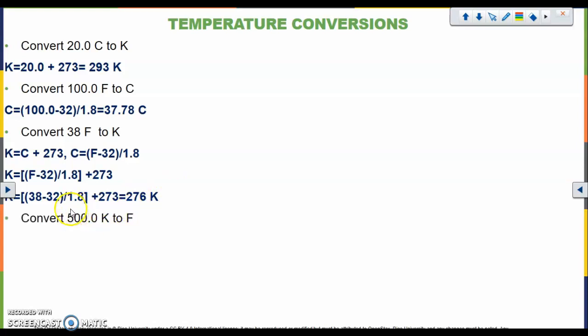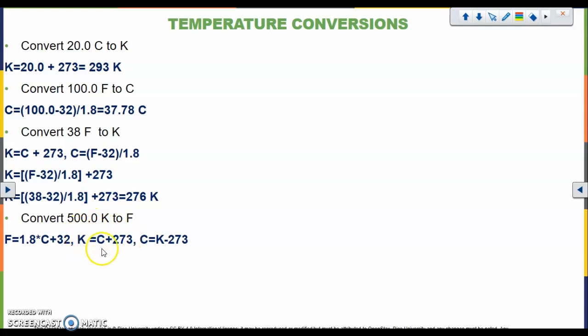All right. Similarly, if we convert 500.0 Kelvin to Fahrenheit, again, we can do it. We can go from Kelvin to Celsius, Celsius to Fahrenheit, or again, we need to remember that there's a formula for Fahrenheit, right? A formula for Kelvin.